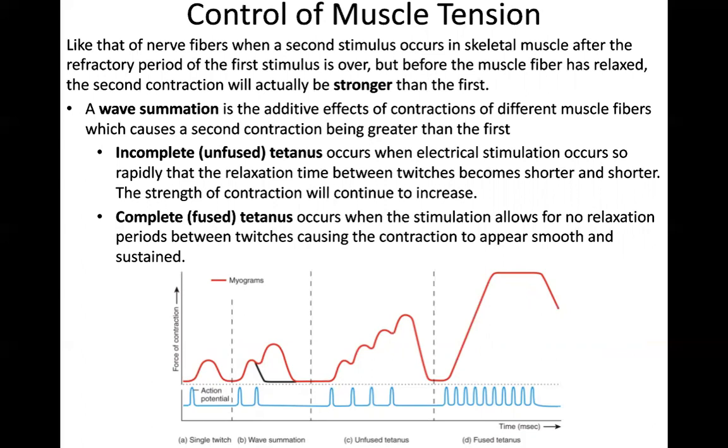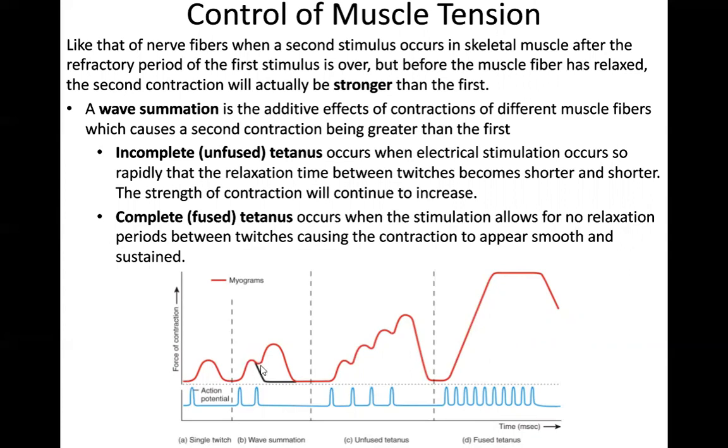Like that of nerve fibers, when a second stimulus occurs in a skeletal muscle after the refractory period of the first stimulus is over, but before the muscle fiber has relaxed, a second contraction will actually be stronger than the first. So, looking at our graph down here at the bottom, the blue lines represent the action potential in the muscle fiber. Measured up here in red is the force of contraction. In this first area, we hit it with one action potential, it contracts and relaxes. That's what we showed on the previous page, a twitch.